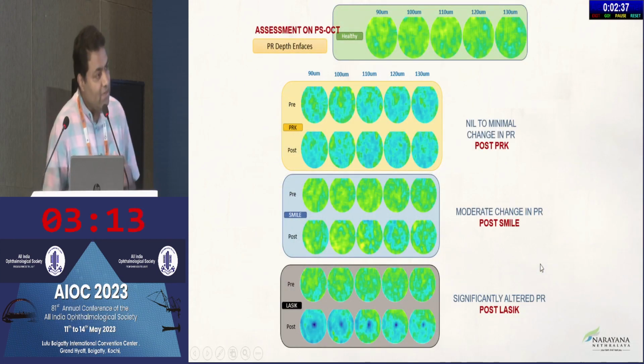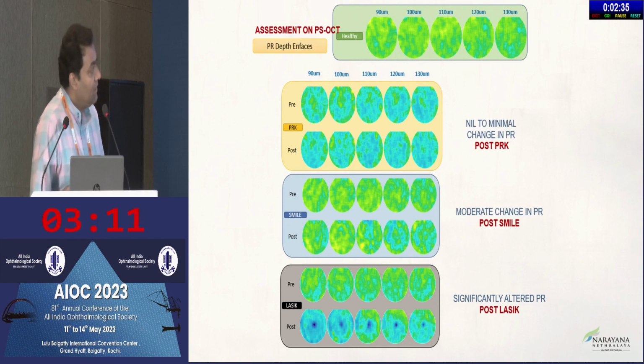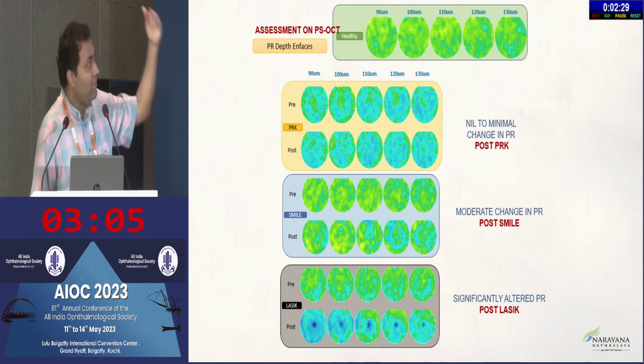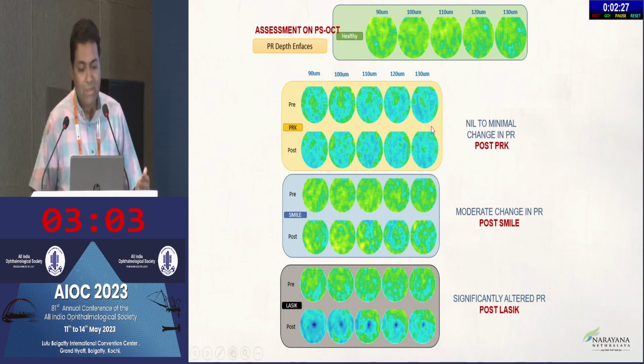A very interesting feature here is that we can now start looking at different layers. That means you start at 90 microns, 100 microns. Your collagen imaging can be done at every layer.